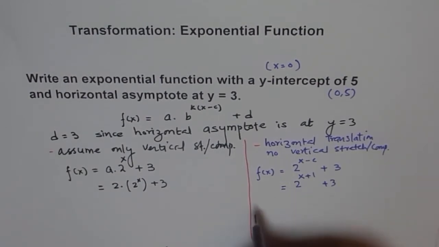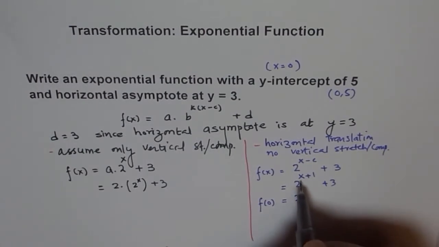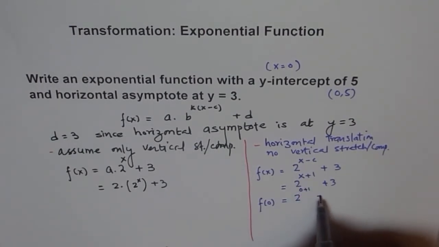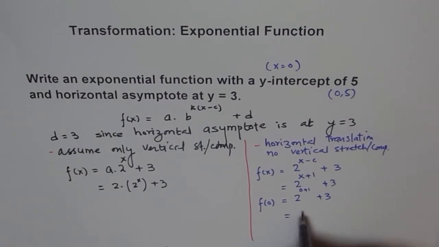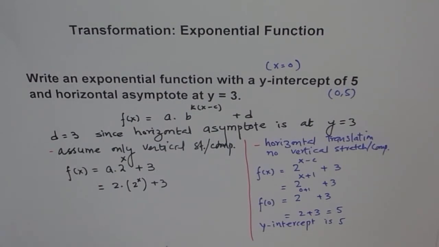Now here you can check what f of 0 is. f of 0 will be 2 to the power of 0 plus 1, plus 3, which is 2 to the power of 1, that is 2, plus 3, which equals 5. That means the y-intercept is 5. So that is how you can make an alternate way of doing it. Here also, let's check the value. It's good to check our answer.